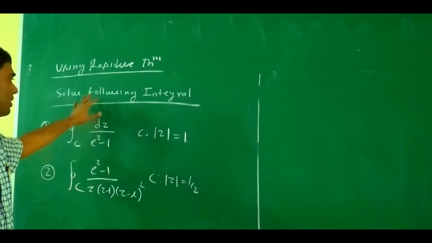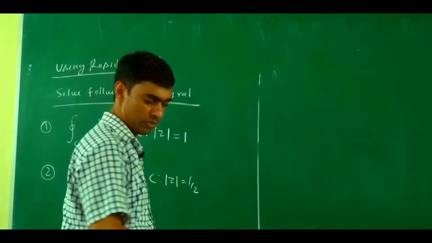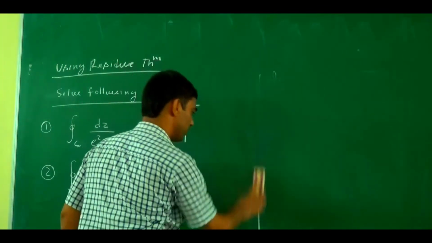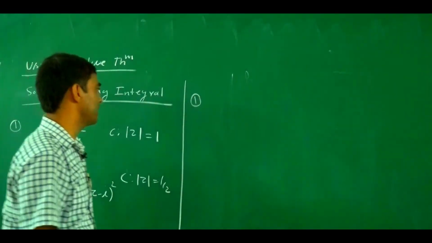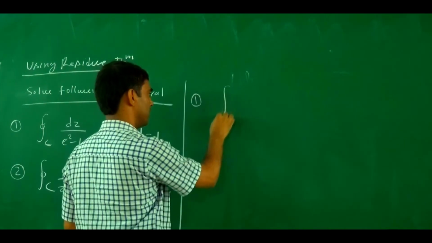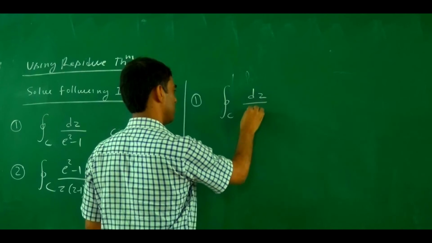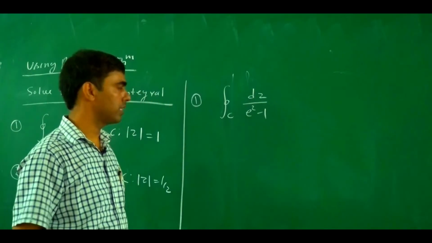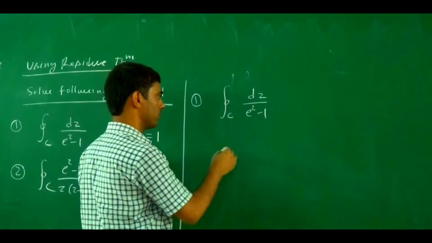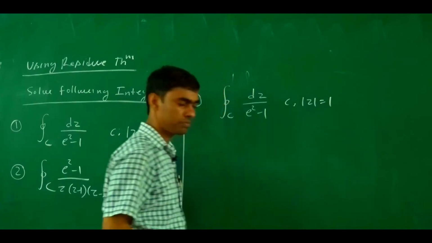Now we solve these two problems with the help of the Cauchy residue theorem, one by one. First one is the integral over C of dz upon e to the power z minus 1. What are the singular points? Here C is mod z equals 1.